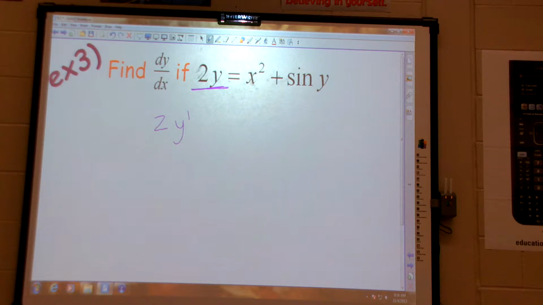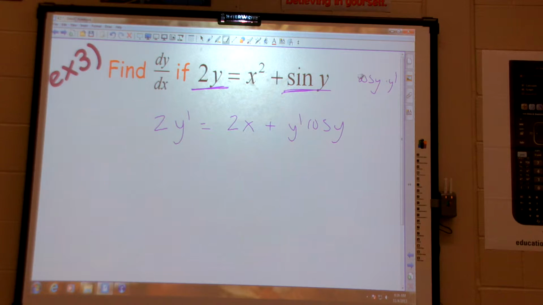2y prime. So the derivative is just 2, but you multiply by your y prime, equals 2x plus y prime cosine y. Exactly. And that's really how we should write it. Because when you take the derivative, you get cosine y, but it's better multiplied by y prime. Most people will write it in front so it's not mistaken to be actually in the cosine.